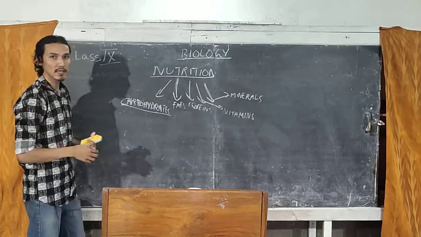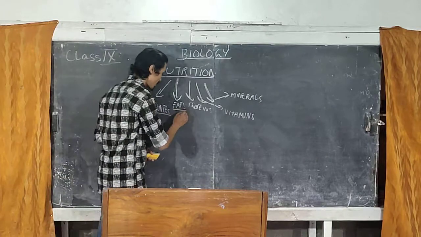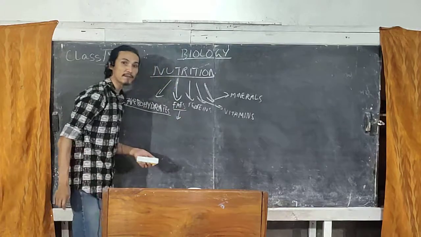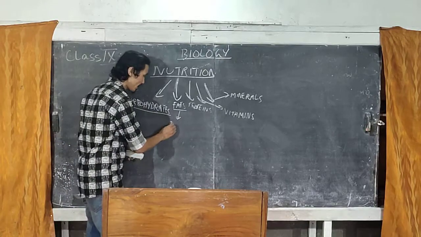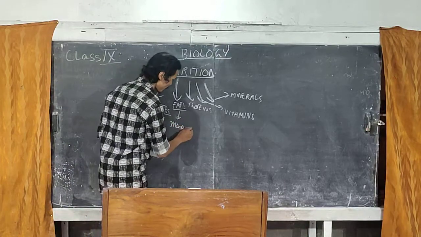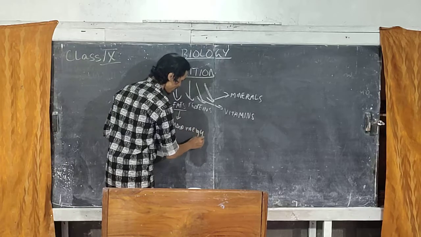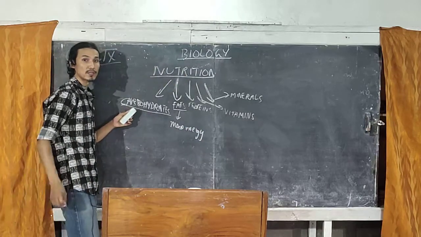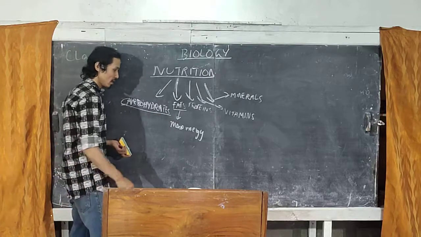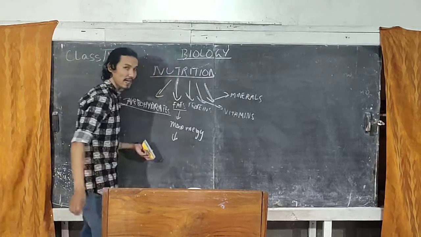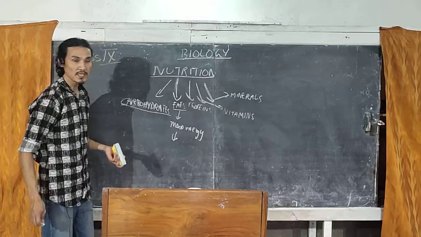Next, fats. Fats are made up of glycerol and fatty acids. Fats provide more energy when compared to carbohydrates, but it also takes a longer time to digest fats. Excess fat is stored under the skin.